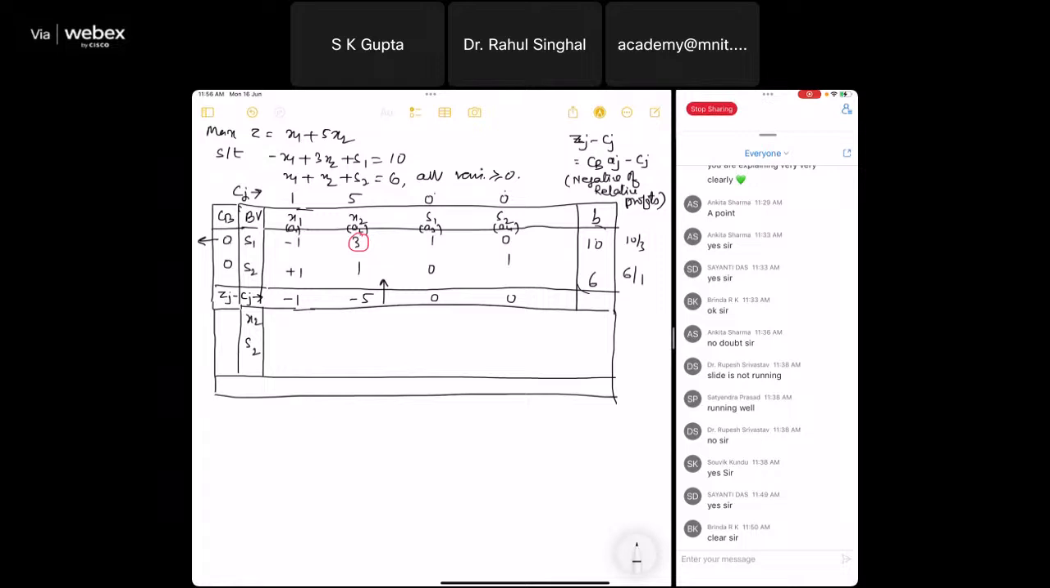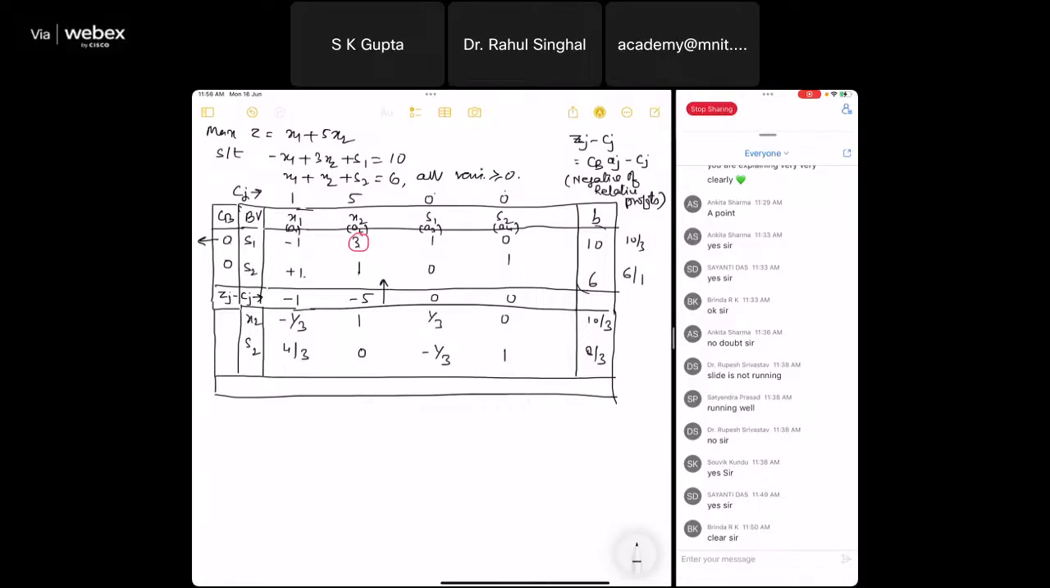And you want to make 0 here with the help of this. So this minus one third of this will be 4 by 3, this is 0, this is minus 1 by 3, this is 1, this is 6 minus 10 by 3, that is 8 by 3.